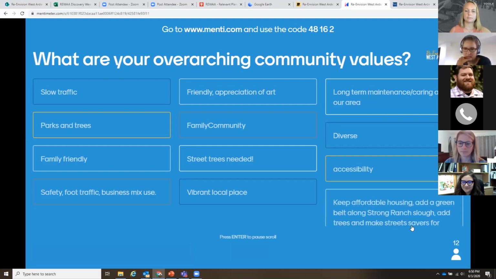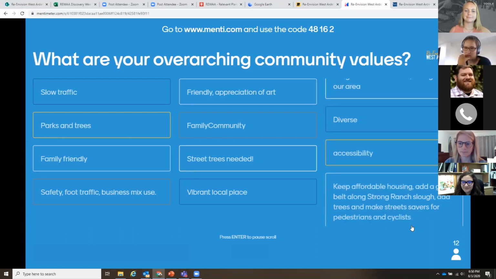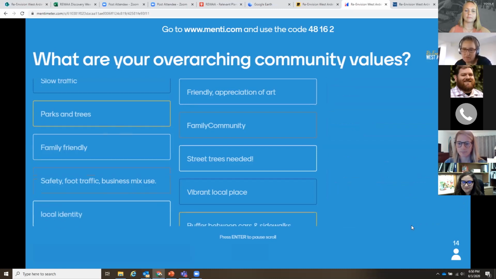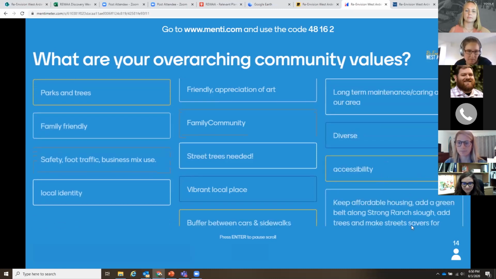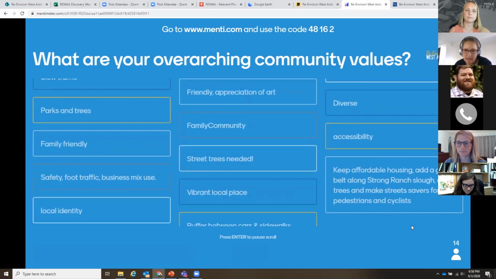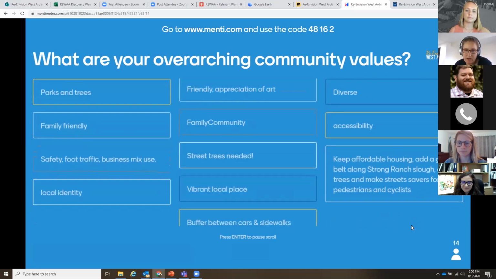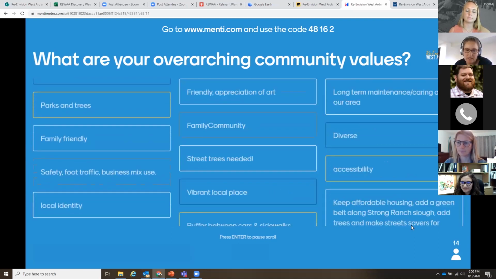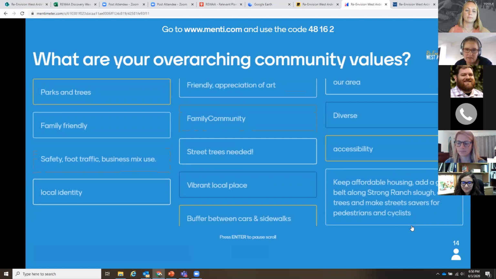Keep affordable housing, add green belt along Strong Ranch and Slough and trees. Make streets safer for all modes. Great. Lots of great comments here. We're going to be recording this again, and so we'll have these from the Mentimeter report out, also from the small group activity, and then of course the survey that we're asking.